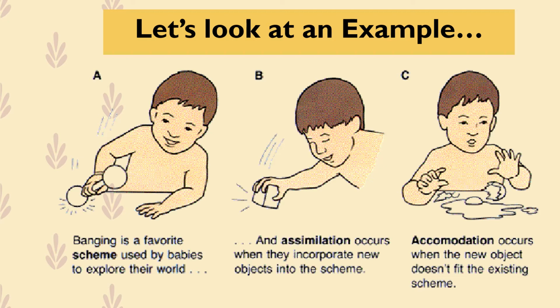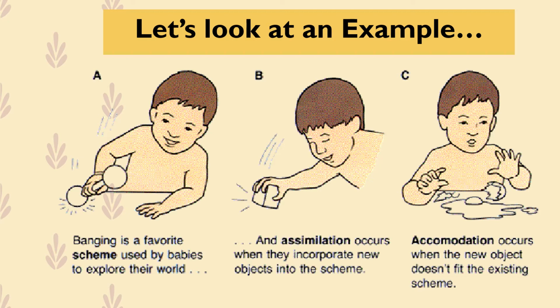An egg is not supposed to be smashed around or banged around. So what actually happens in assimilation is the boy realizes that other toys or other objects can also be banged, and he starts to incorporate those new objects into this scheme. The scheme here is banging. In accommodation, he realizes that he tried to use a new object, which was an egg, but it did not fit into the scheme. So in assimilation, the new object does fit into the scheme and he's happy. In accommodation, the new object did not fit into the scheme, and so now he's learned from this experience.